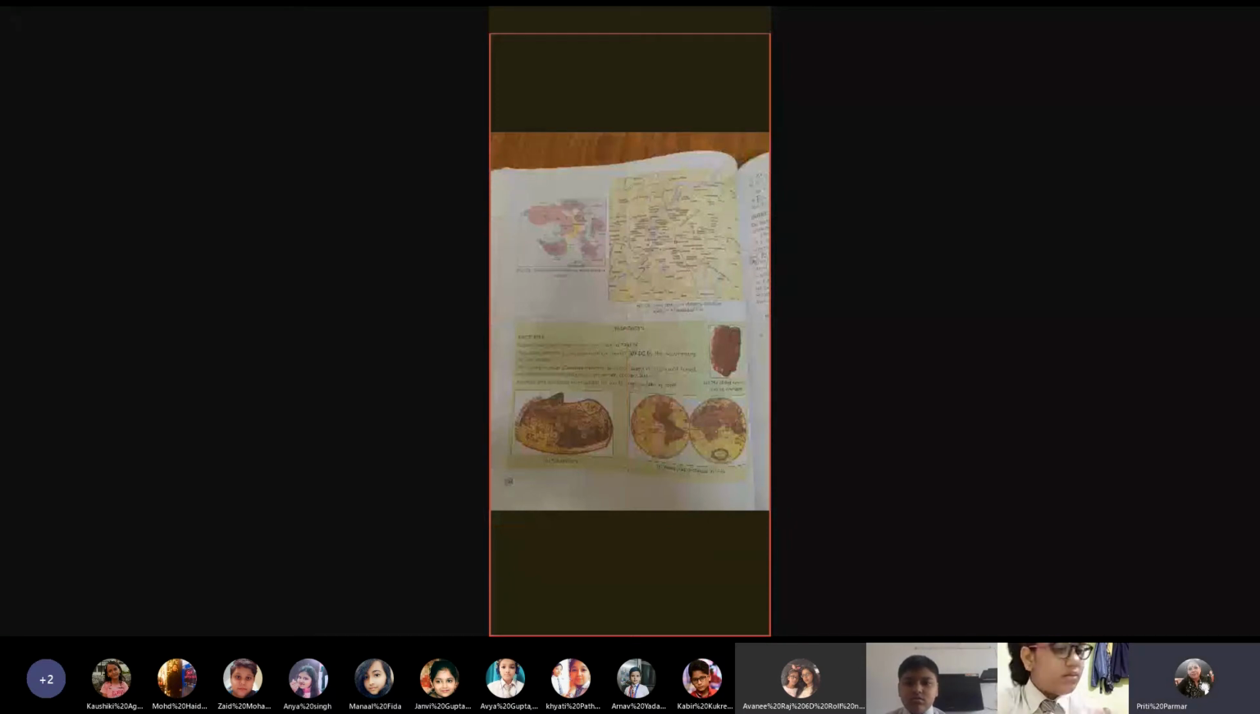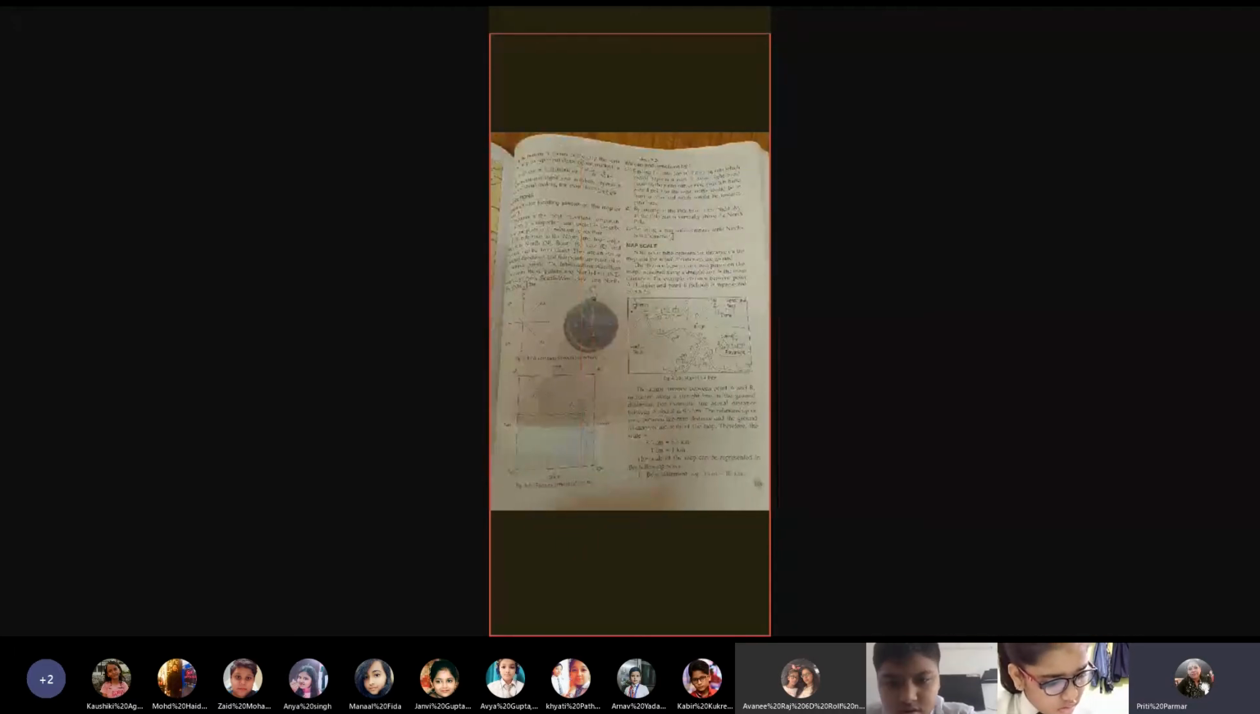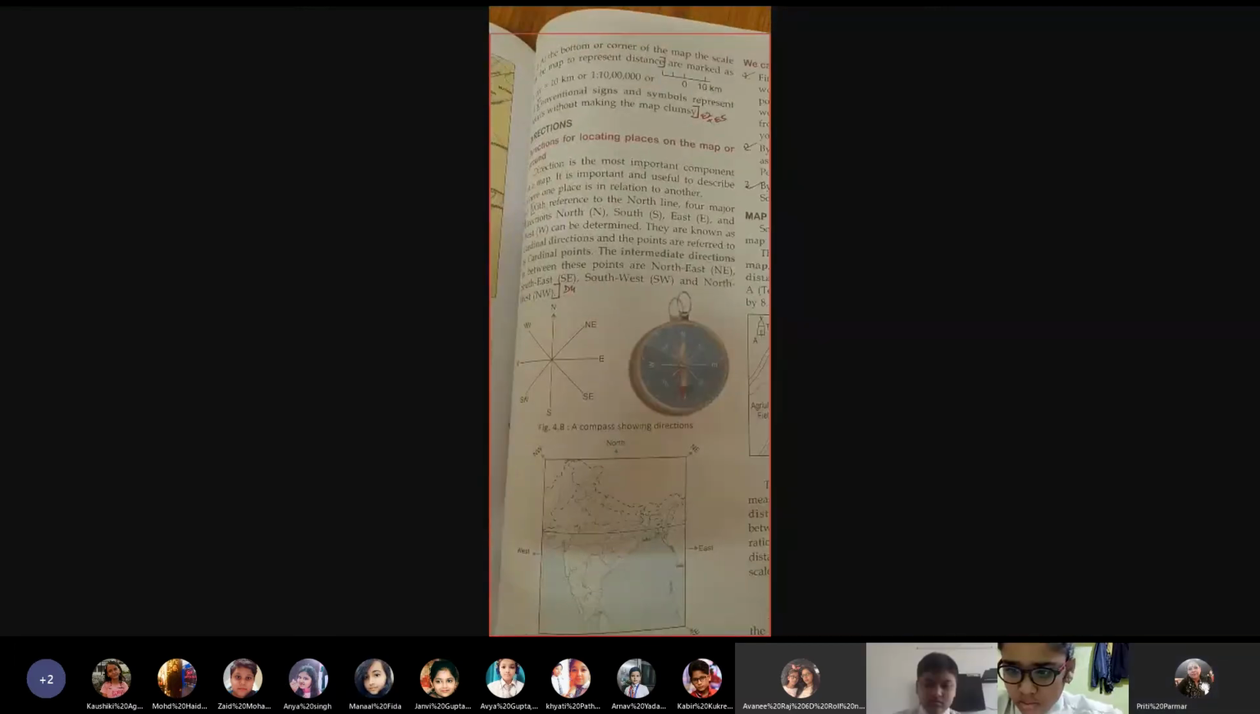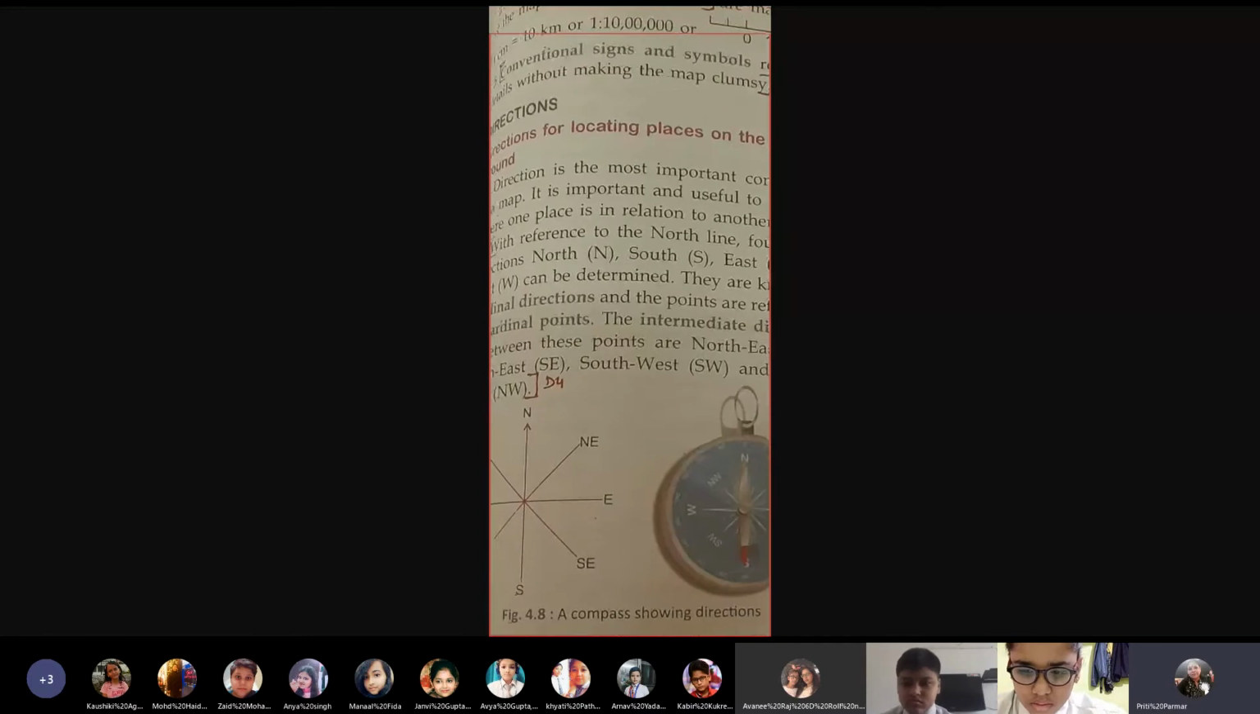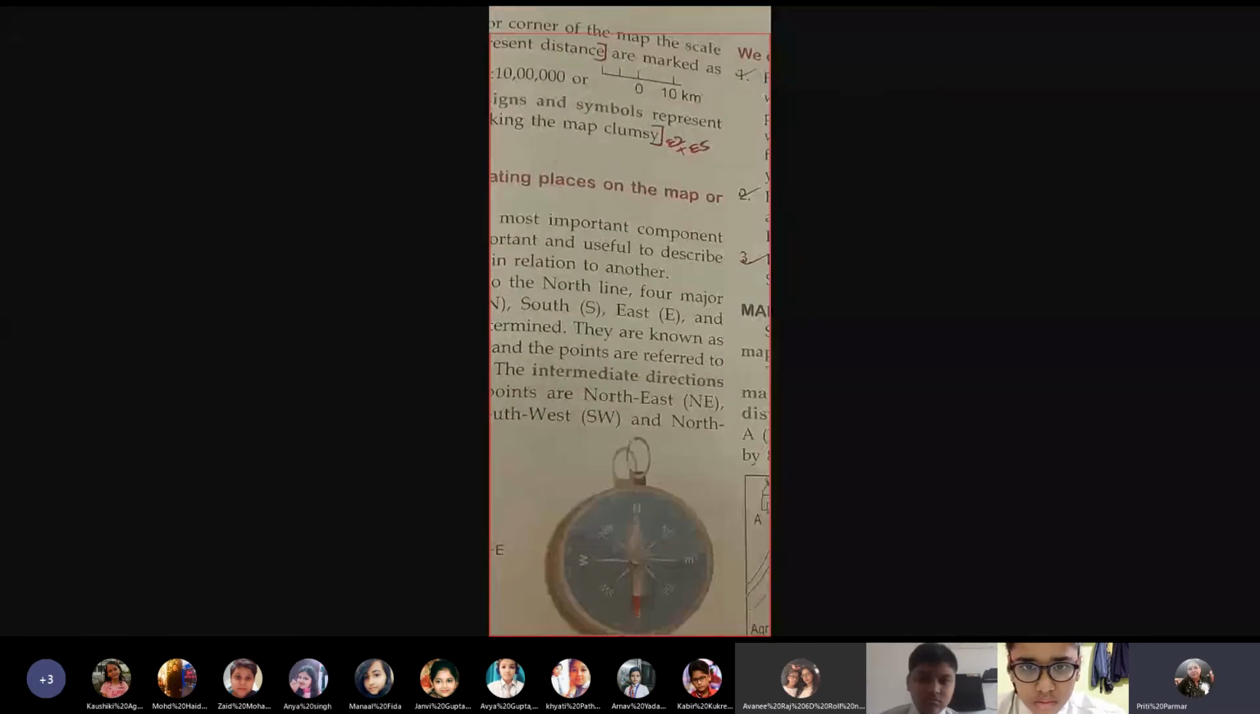Now they are telling you some facts. We'll come back to these facts just now. First, let us do this page. So the second point here, they tell you, can you hear me? The second point, they tell you at the bottom or corner of the map, the scale of the map to represent distance are marked as 1 centimeter is equal to 10 kilometers. Can you see the scale given here? This is the scale. And if you see in a map, most of the time the scale is given.